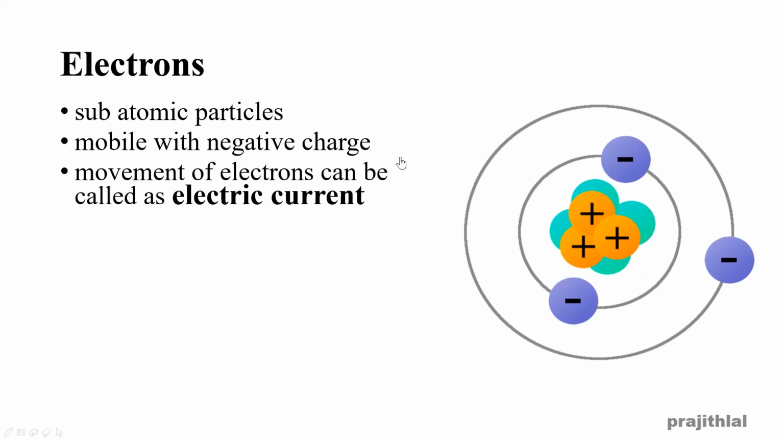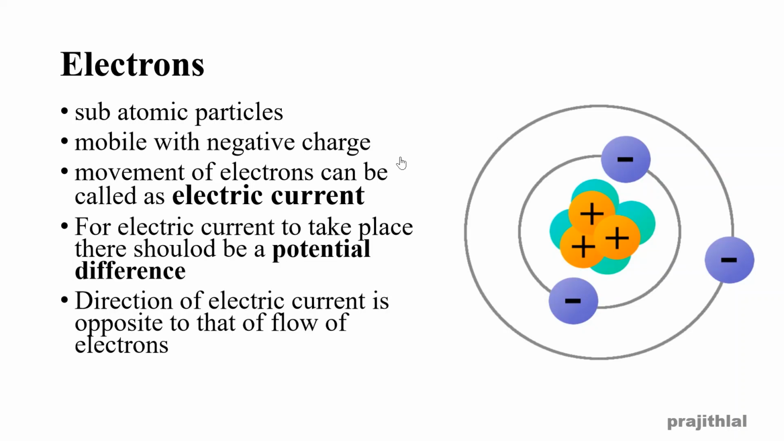So let me say what an electric current is. The movement of electrons can be called electric current. For an electric current to take place, there should be a potential difference. There is a potential between two points and there should be a difference in those potentials for the electric current to take place. The direction of electric current is opposite to that of the flow of electrons. These two statements will be discussed next.